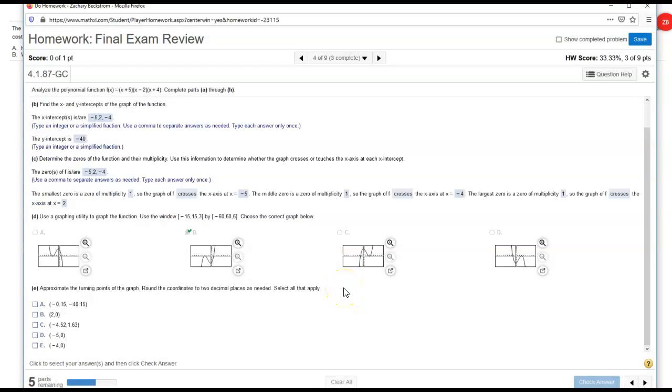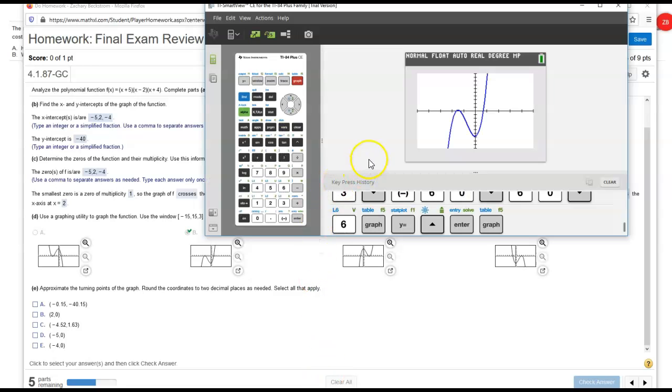And the next thing says, approximate the turning points of the graph. Round the coordinates to 2 decimal places as needed. Select all that apply. The turning points of a graph are where it changes from either increasing to decreasing or from decreasing to increasing. Pulling up the graph here, it looks like it's increasing all the way till it gets to this point somewhere between -4 and -5, and then it decreases, and then it looks like it changes from decreasing to increasing right around 0, and then it's increasing.